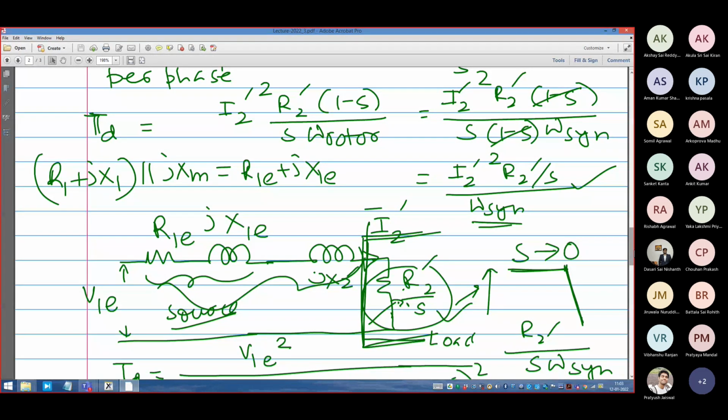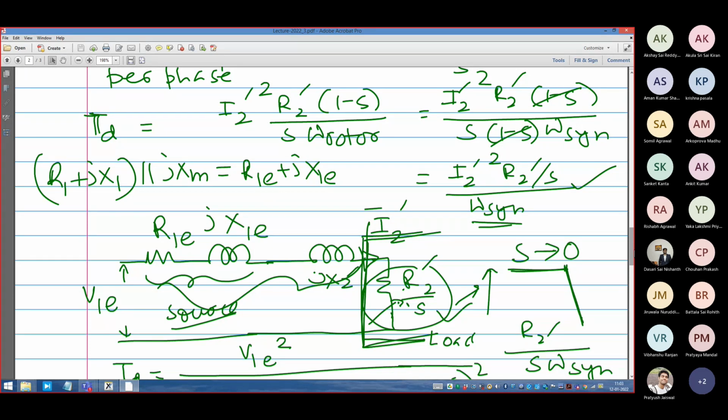So what I'm trying to make you note here is that as S tends to 0, slip is tending to 0. What does it physically mean? Physically, it means that the rotor speed is coming very close to the synchronous speed. Synchronous speed is essentially the supply frequency multiplied by 2 by P. It is a mechanical representation.